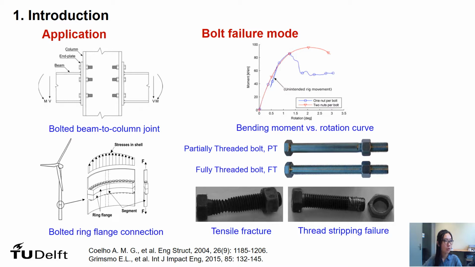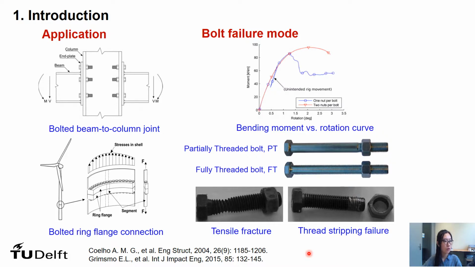From previous study, it was observed that both tensile fracture and thread stripping failure could govern the final failure of an extended end plate connection. And the upper right picture shows the corresponding bending moment and rotation curve. Thread stripping failure will result in the reduction of the bearing and deformation capacity, which should be prevented during the design. 2 kinds of bolts, namely the partially threaded bolt and the fully threaded bolt, are used in structural engineering. In the following presentation, PT and FT will be used to stand for them.